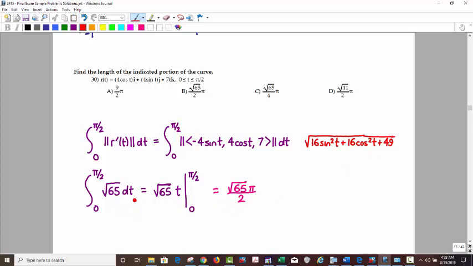The integral of square root of 65 dt will be square root of 65t. Pi over 2, 0. Plug pi over 2 in there. So it's square root of 65 times pi divided by 2. Answer B.